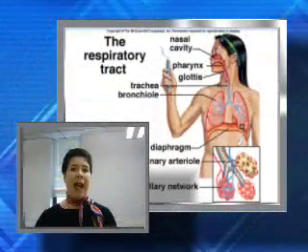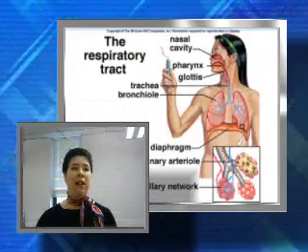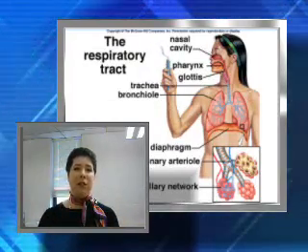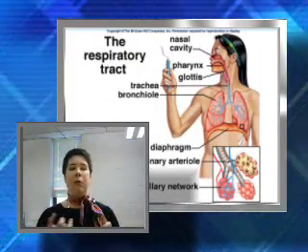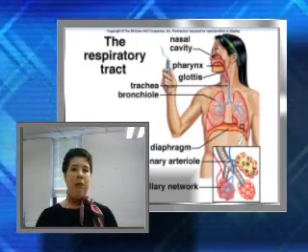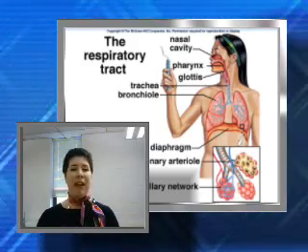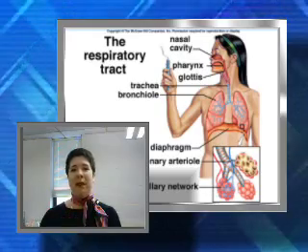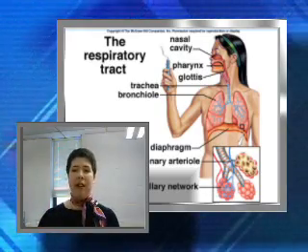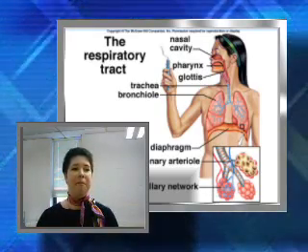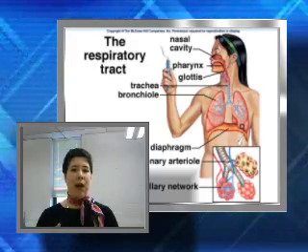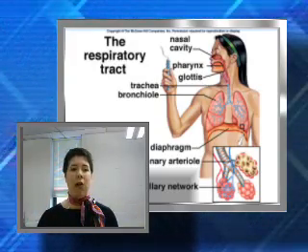Okay, now we make our way into the lungs. The lungs are paired, cone-shaped organs found in the thoracic, otherwise known as the chest cavity. The right lung actually has 3 lobes, 3 portions. The left lung only has 2 because it needs to make space for the heart, which is nestled quite nicely on that side.